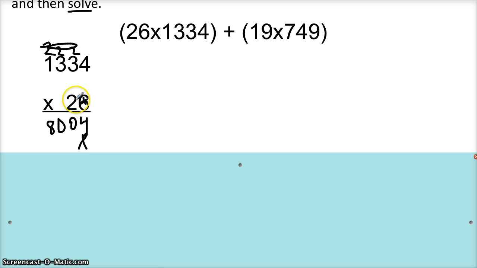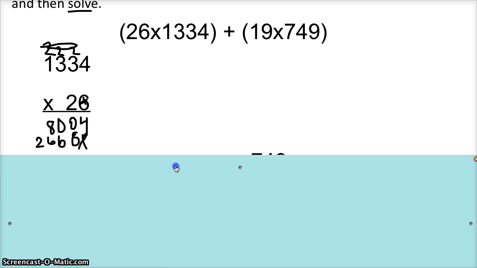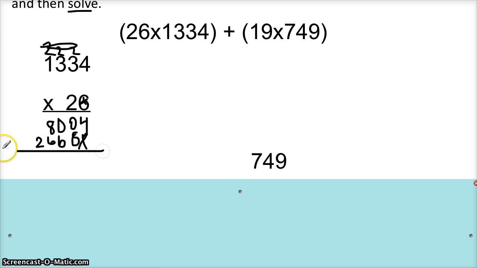Okay, now I'm moving on to the 2, and I'm going to start multiplying the 2 times the smallest place value and working my way up to larger and larger. So 2 times 4 equals 8. 2 times 3 equals 6. 2 times 3 equals 6 again, and 2 times 1 equals 2. Now I'm going to add these together.